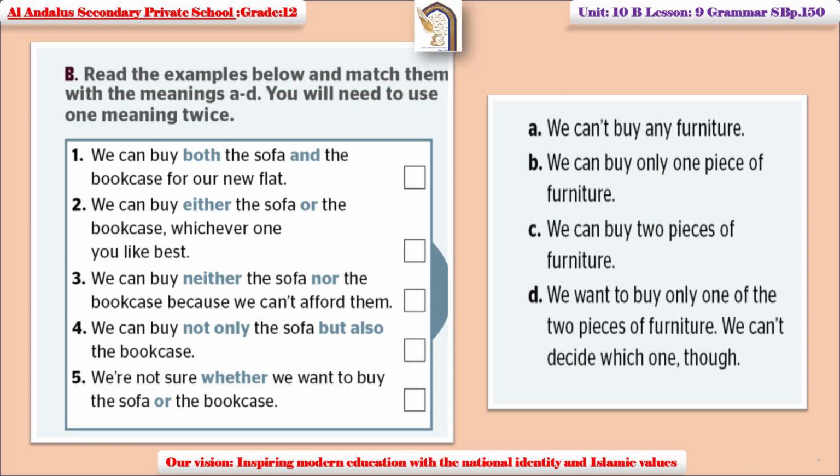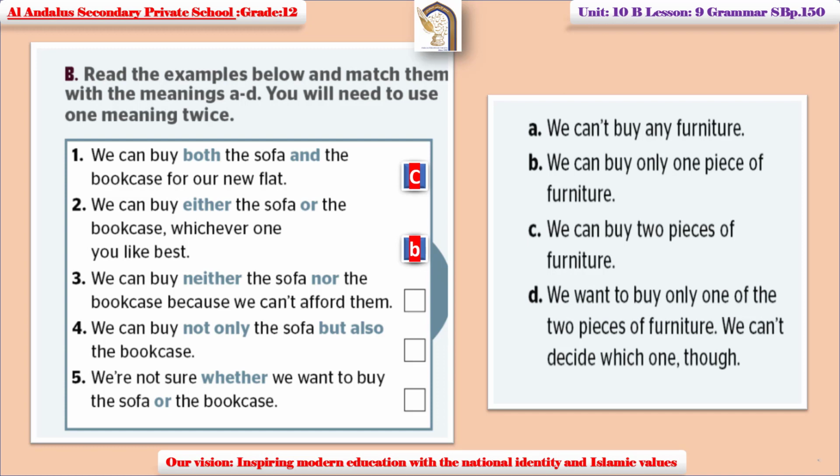This means very good. It is C. We can buy 2 pieces of furniture. Sentence 2. We can buy either the sofa or the bookcase, whichever one you like best. Amazing. It is B. We can buy only 1 piece of furniture.